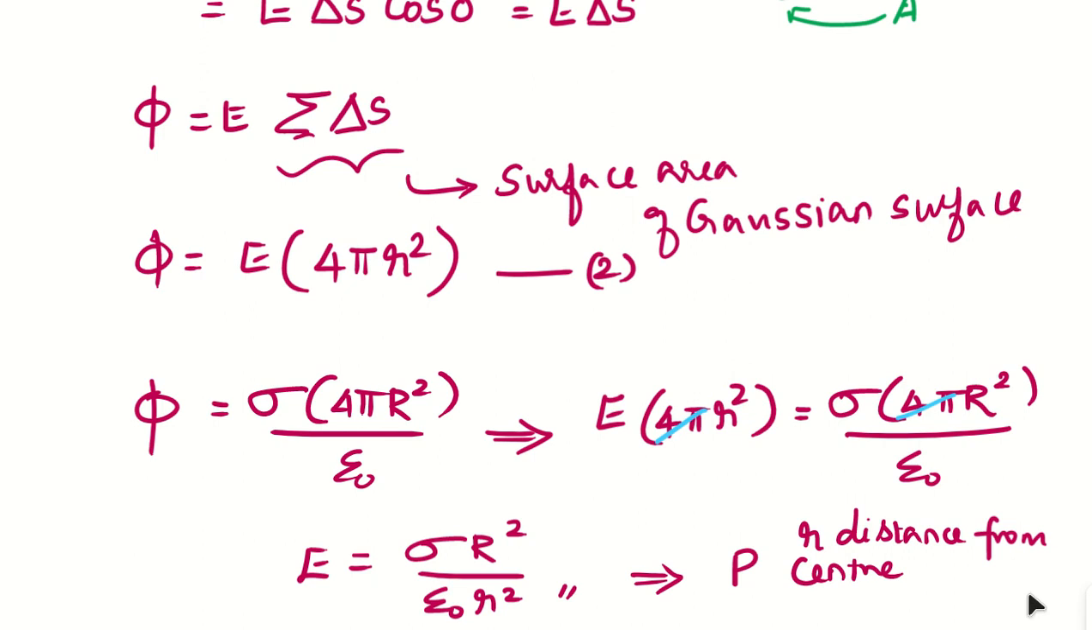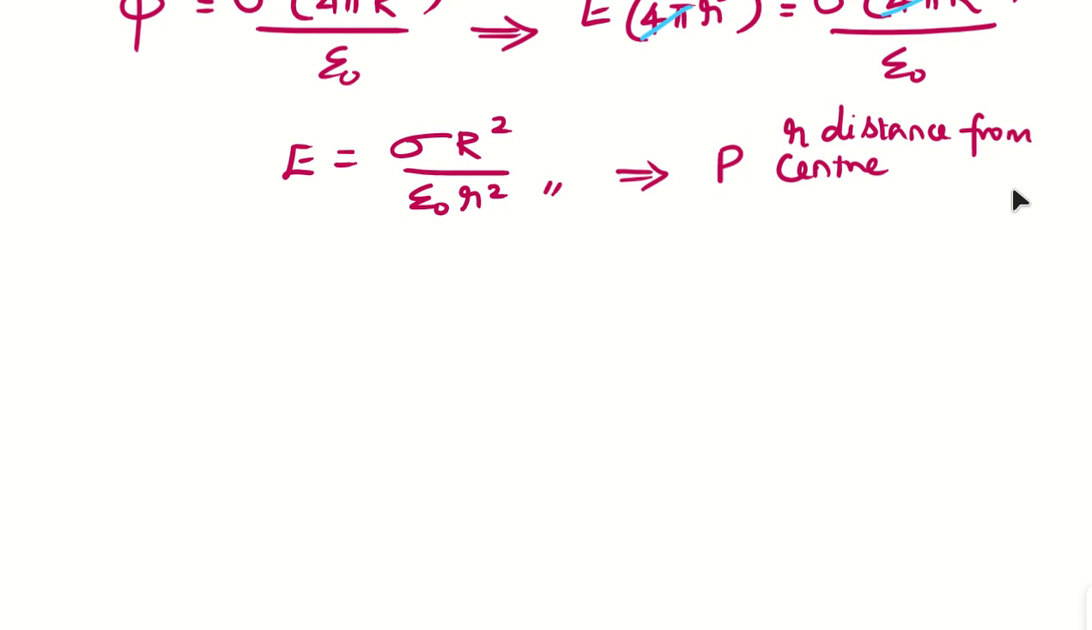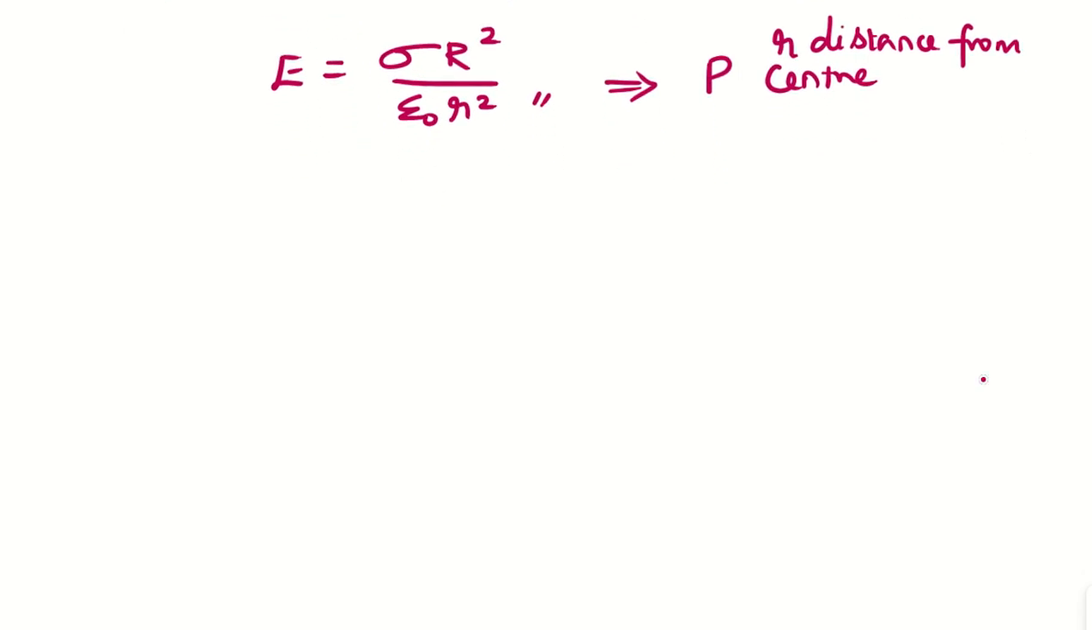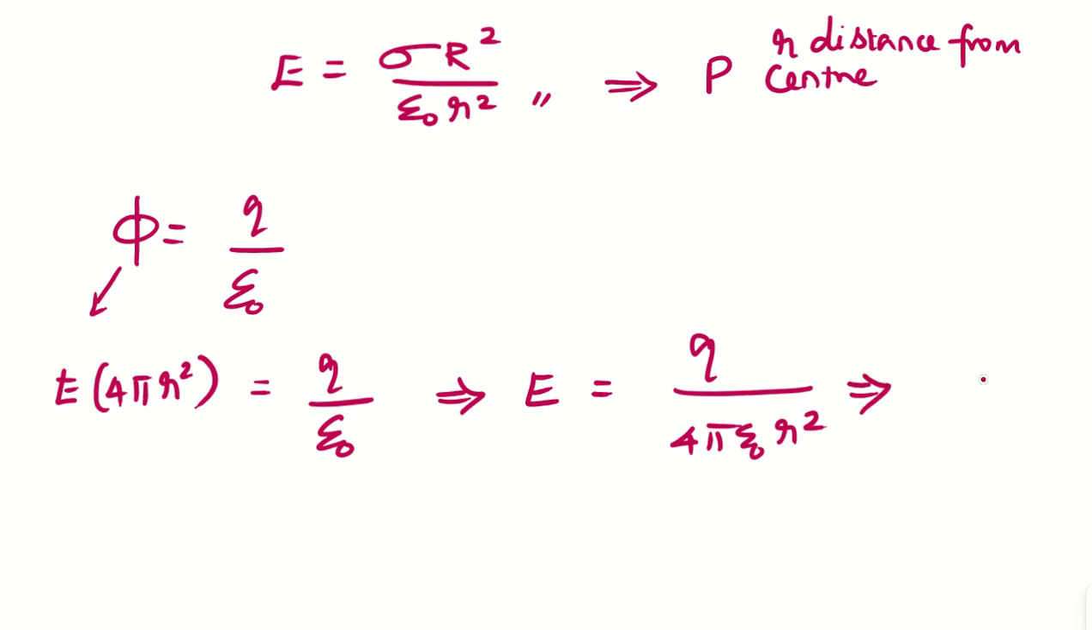Now, instead of writing sigma, if we represent this in terms of charge itself, how do we write flux? Flux equals q divided by epsilon naught. Instead of phi, I write what we calculated, E 4 pi r squared, which is equal to q divided by epsilon naught. From here, E equals q divided by 4 pi epsilon naught r squared. This is very similar to the electric field due to a point charge.